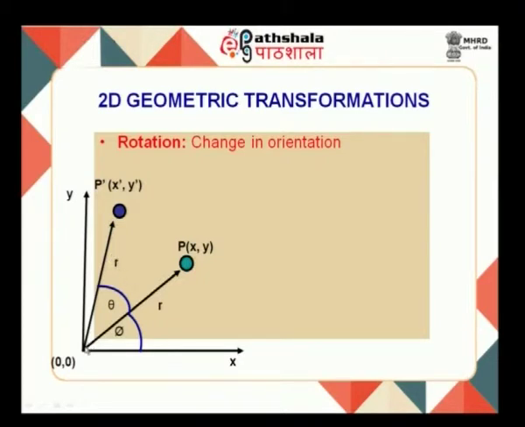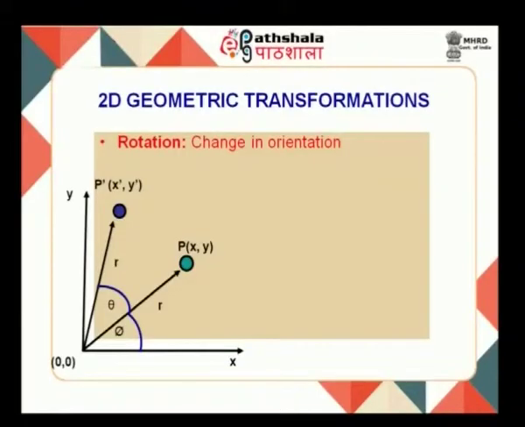Any line starting from the origin and connecting a point in the 2D space is actually called the position vector of that point. So, any point in space when connected with a straight line from the origin is called the position vector of that point. So, let this line OP, connecting the origin and P, be the position vector of the point P, and the line connecting the origin and P dashed is called the position vector of the point P dashed.